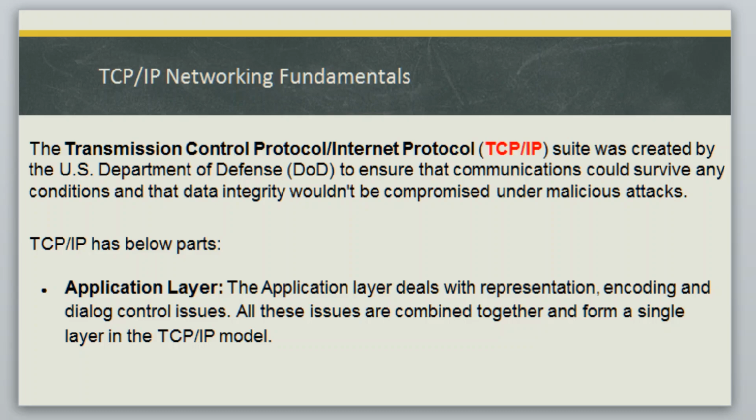Let's take a look at the TCP IP networking model. So the Transmission Control Protocol and Internet Protocol, or TCP IP, suite was created by the U.S. Department of Defense to ensure that communications could survive any conditions and that data integrity wouldn't be compromised under malicious attacks. So TCP IP has the below parts. We have the application layer. The application layer deals with representation, encoding, and dialog control issues. All these issues are combined together and form a single layer in that TCP IP model.